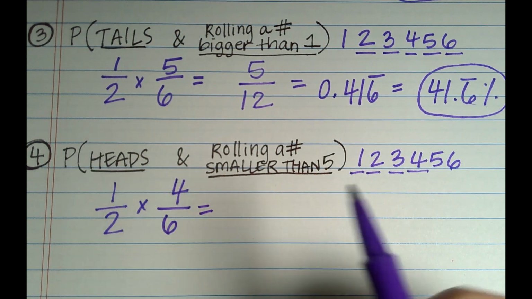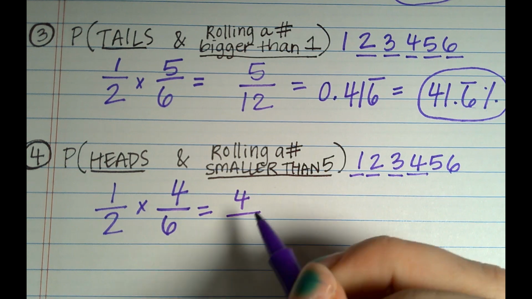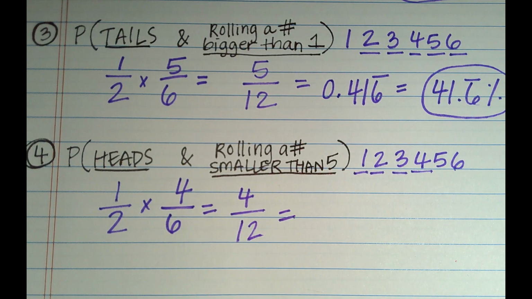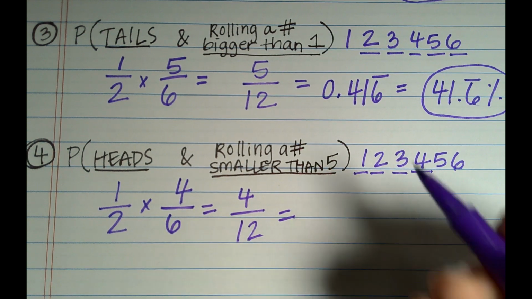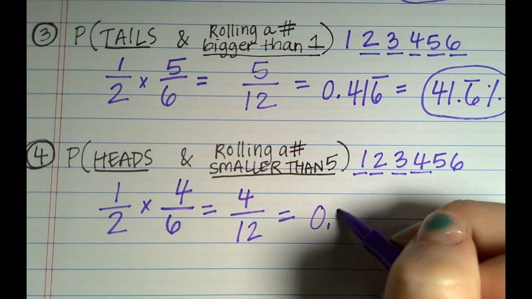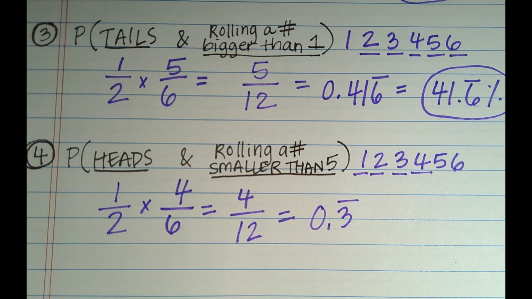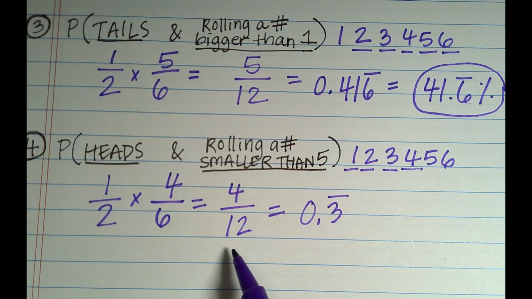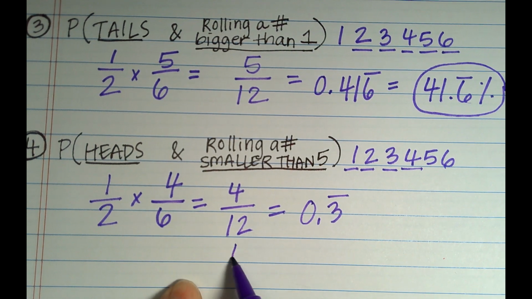So 1 times 4 is 4. 2 times 6 is 12. What's our decimal? 4 divided by 12. Yes, 0.3 repeating is what I got. Okay. You could make 4 out of 12 a smaller fraction. Is that what you said? You absolutely could. What would that be simplified?